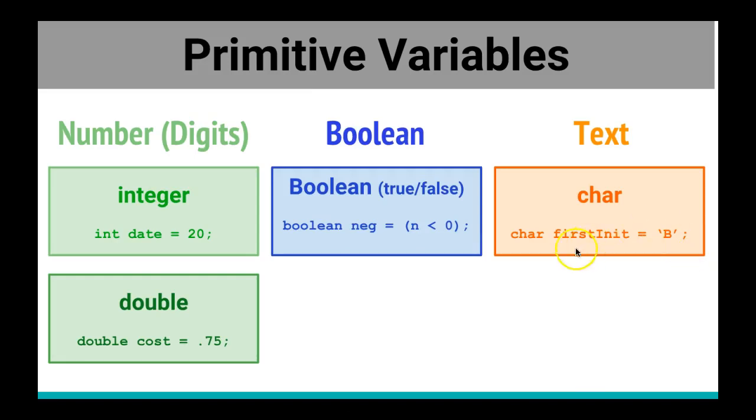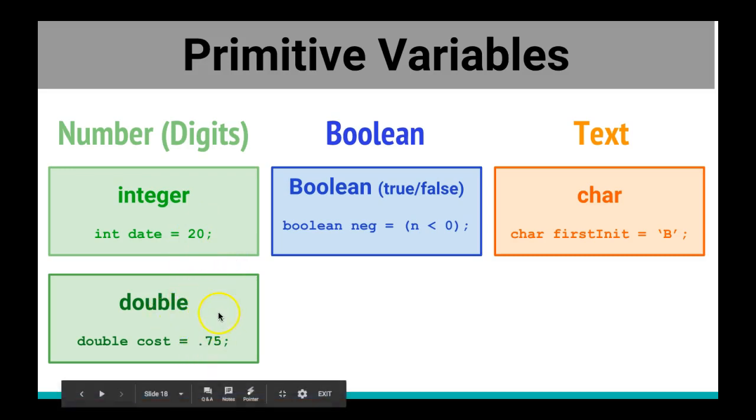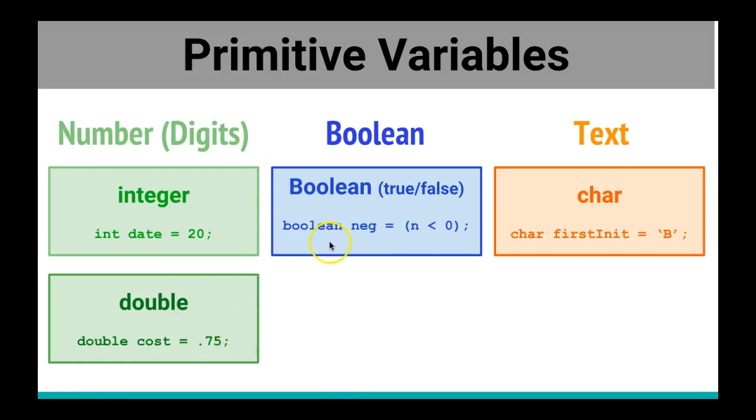And just to review, you saw this in the beginning. Integers, this is how you would declare one. These are whole numbers, negative or positive. A double can be anything that has a decimal value, and this is how you declare one. A Boolean can either be true or false, and the character type is just a single character or symbol.